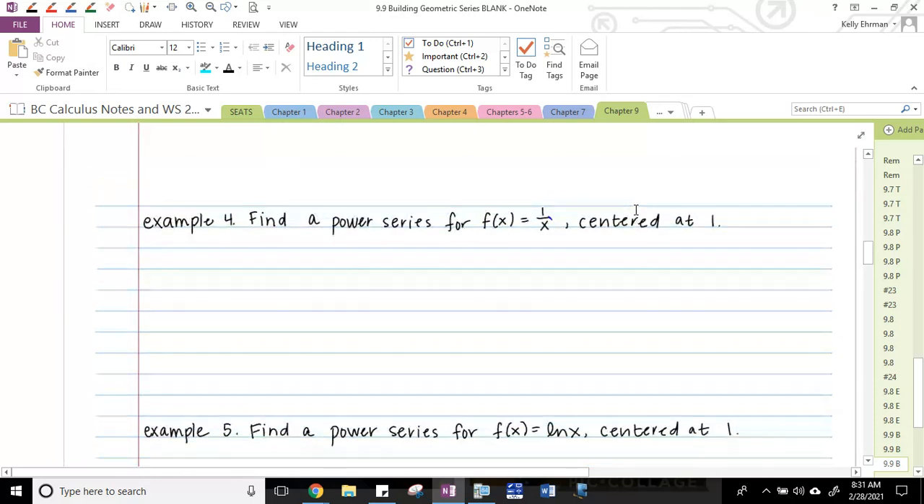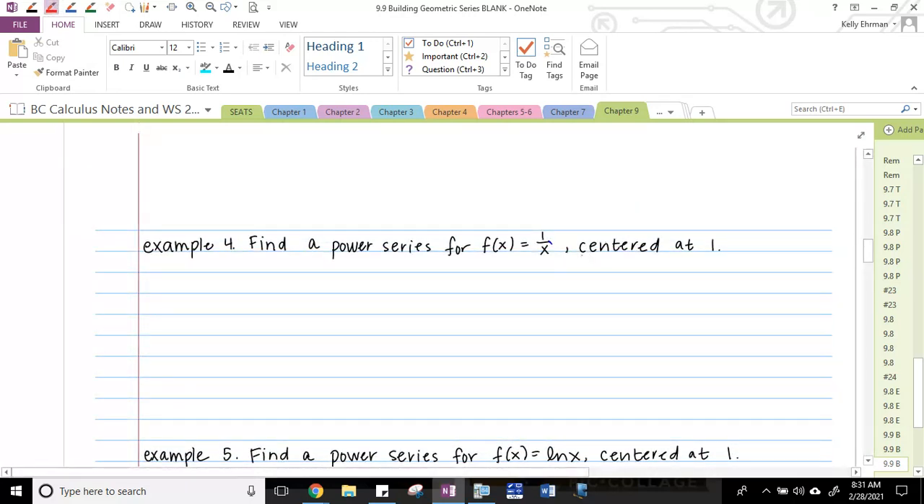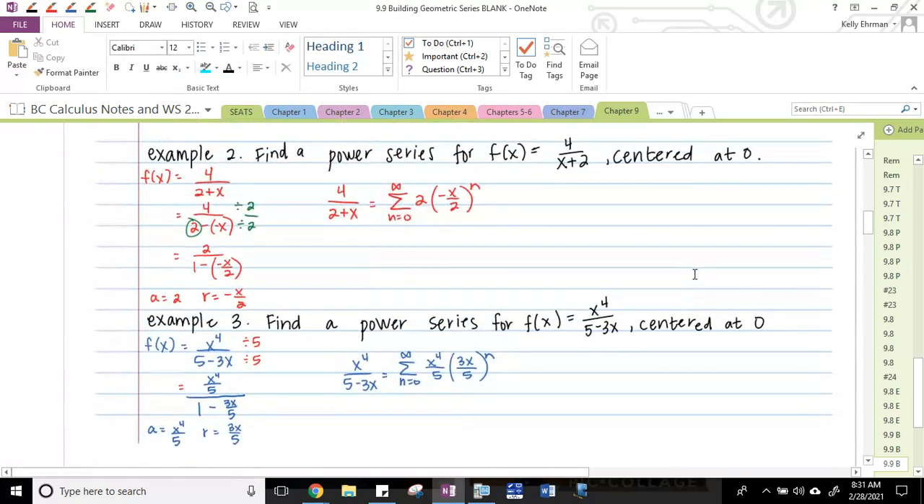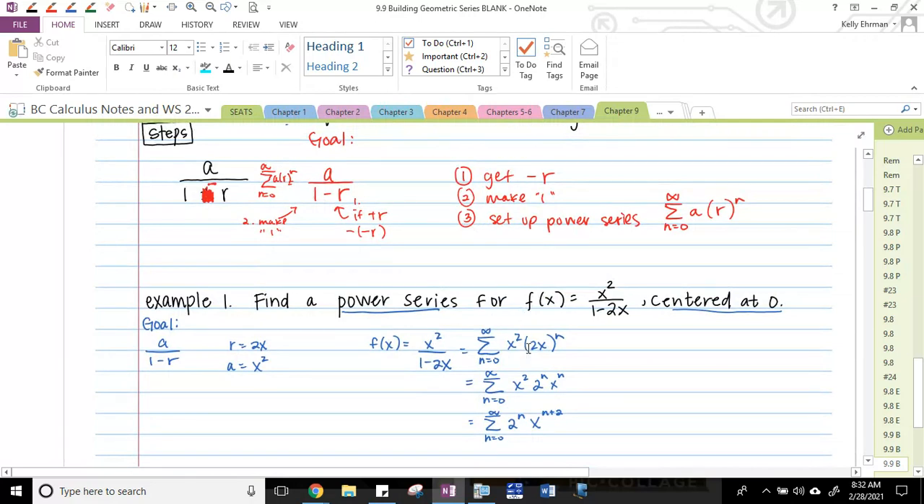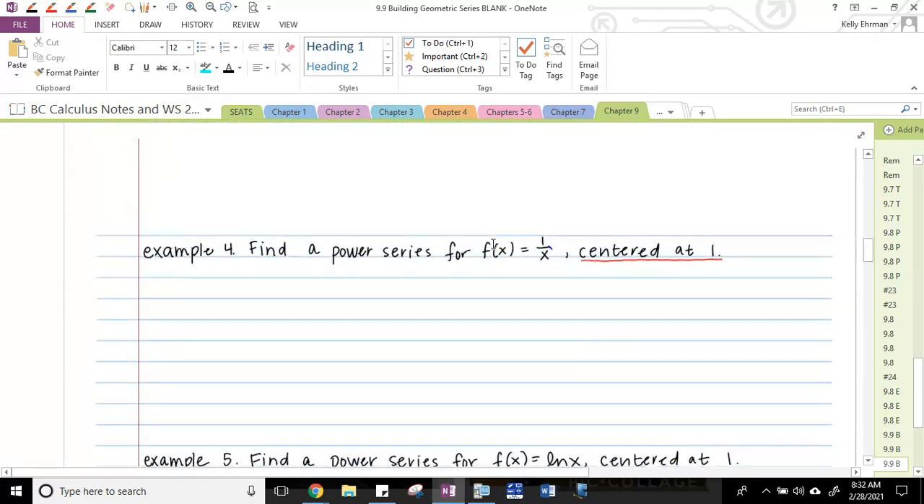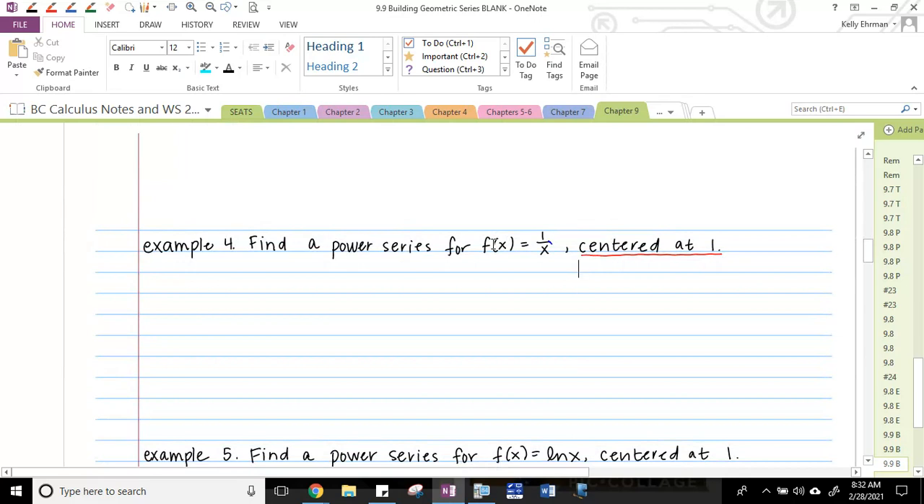Now this one's a bit harder because we're not centered at 0. We're centered at 1. So remember, centered at 0, let's go back to our previous examples. It means that you don't have like an x minus c. These are all just x to a power, x to a power, x to a power, etc. But centered at 1 means that we should have like an x minus 1 to the n somewhere in our power series. Okay, so how do we do that? Well, this is 1 over x, first of all. So let's look at 1 over x. Why don't we look at it as maybe 1 over 0 plus x? Because we're trying to get that a over 1 minus r trick going on, right?